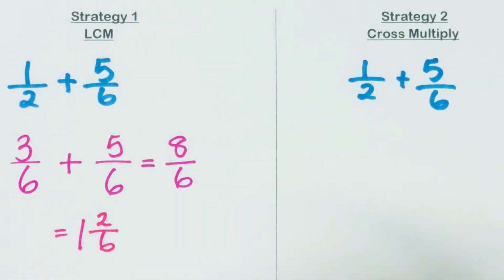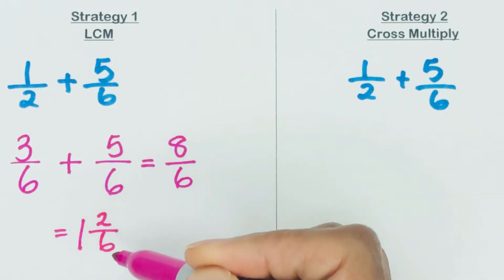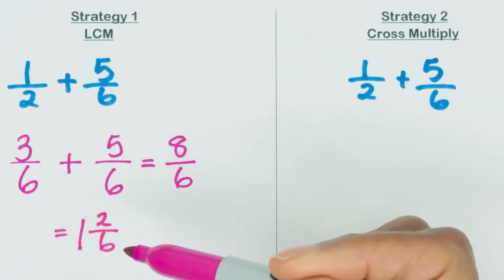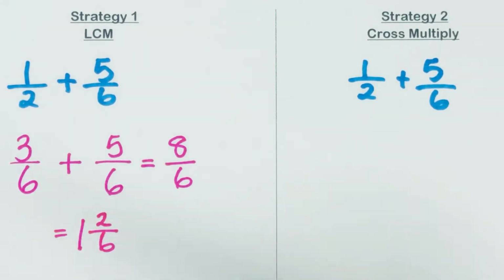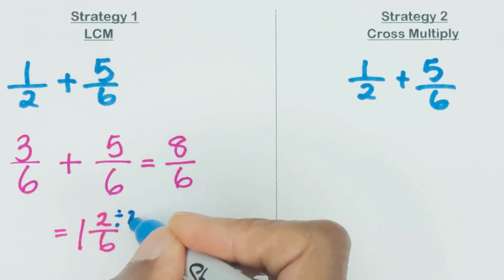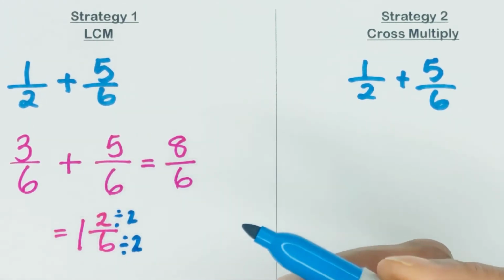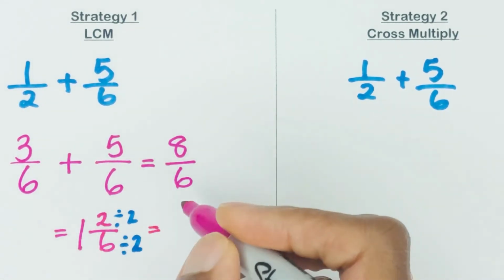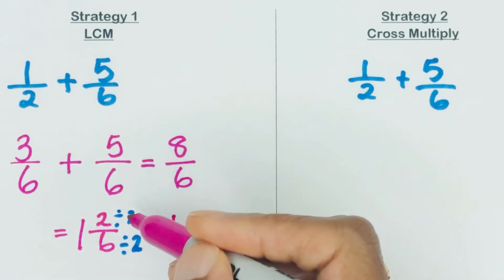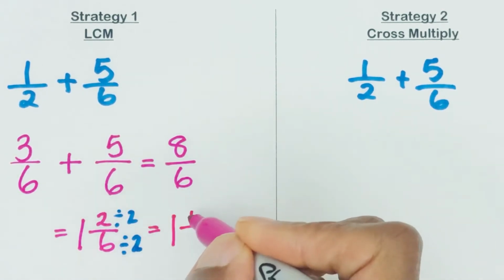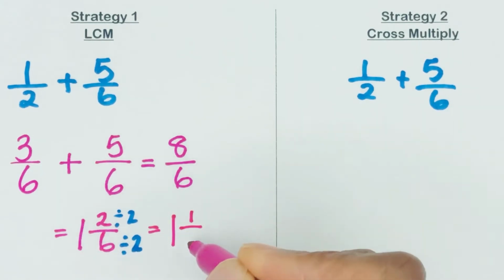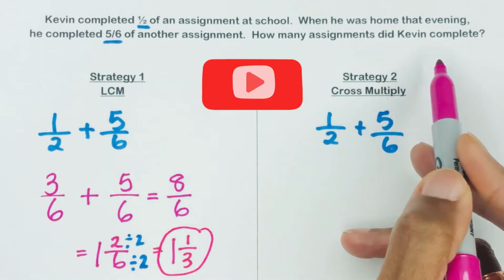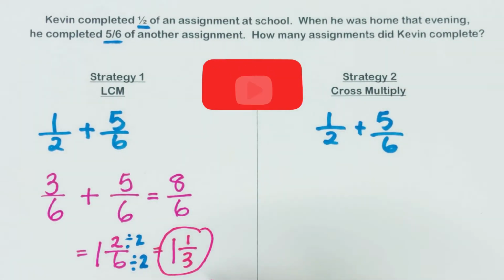So 1 and 2/6, but it's still not finished because the 2/6 can be reduced even more. What multiplication table has 2 and 6 in it? Well, 2, of course. So we divide by that 2. That 1 is still there because we don't mess with the whole number. Then 2 divided by 2 is 1, or 1 times 2 is 2. 6 divided by 2 is 3, or 3 times 2 is 6. So our final answer here, how many assignments did Kevin complete? He completed 1 1/3 assignments.